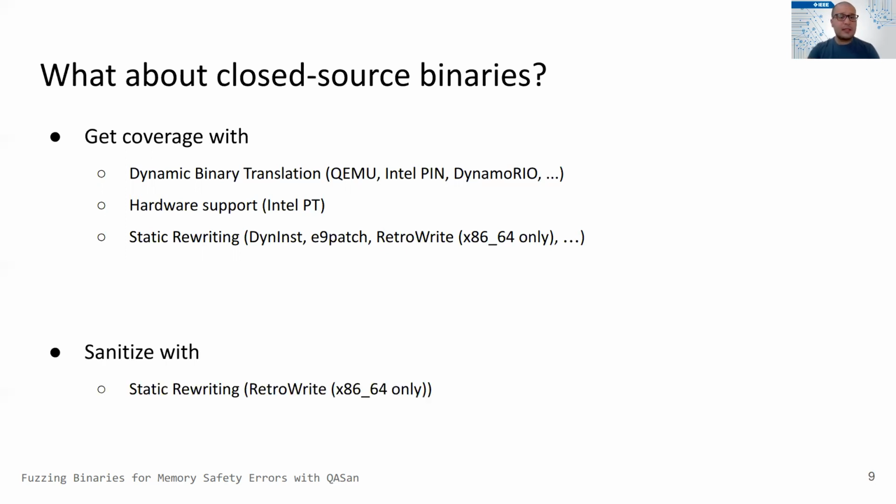And for sanitization, at the moment, we can do that for fuzzing only with static rewriting, because the tools that are used to uncover these memory-related issues, like Valgrind and Memcheck, cannot be used for fuzzing due to the high overhead that they introduce, like 100 times with respect to the normal execution of a program. And speed is a very important metric in fuzzing, so we cannot really use this type of tool for fuzzing.